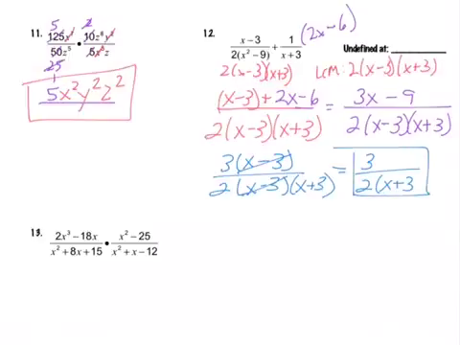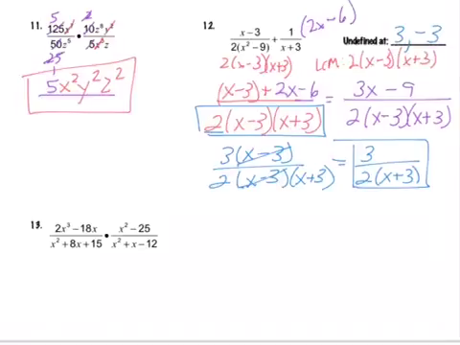Now, when is this undefined? Okay, when is this undefined? I go back to my original LCM, and it's undefined when 2 is 0, which doesn't make sense, and when x is 3 and negative 3.